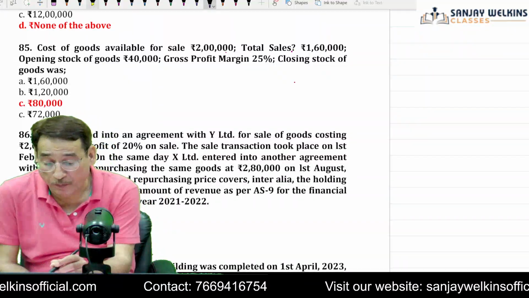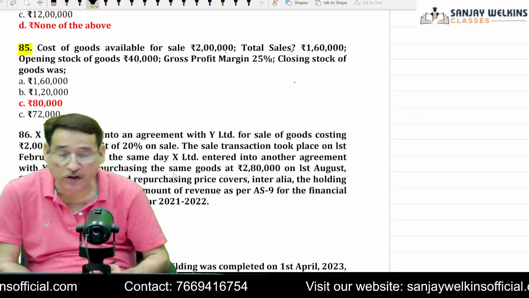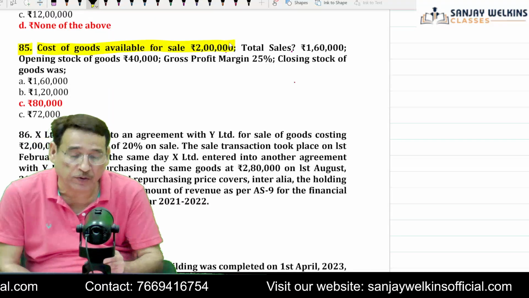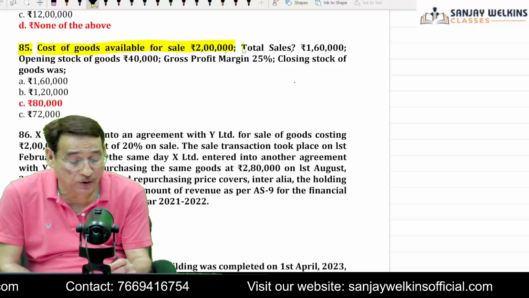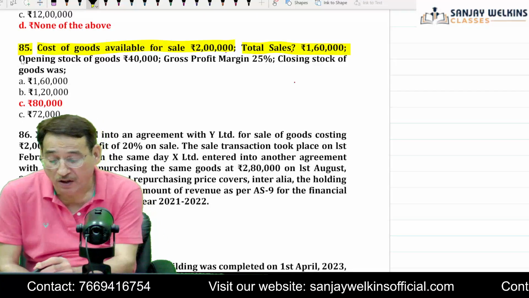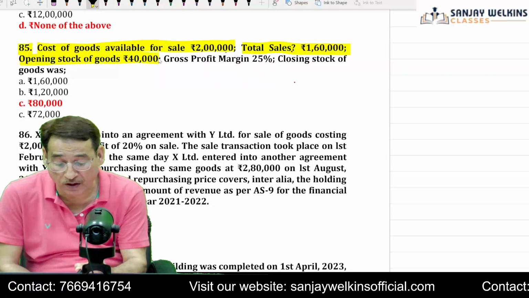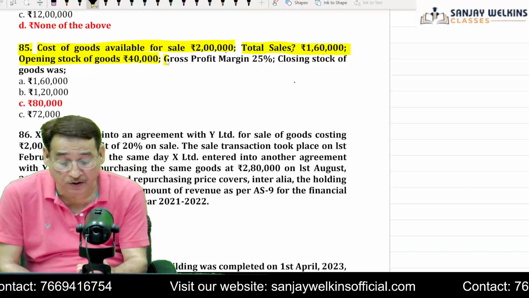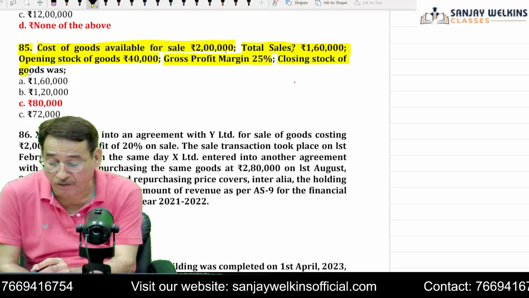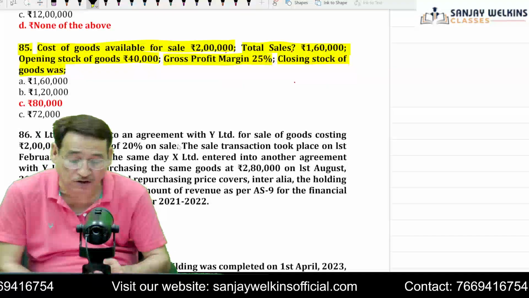So now we will pick up question number 85, and in this particular question it is given to you that cost of the goods available for sale is 2 lakh, and total sales is equal to 1,60,000. And opening stock of goods is given to you 40,000, and gross profit margin is 25%, and the question is asking for the closing stock of goods.